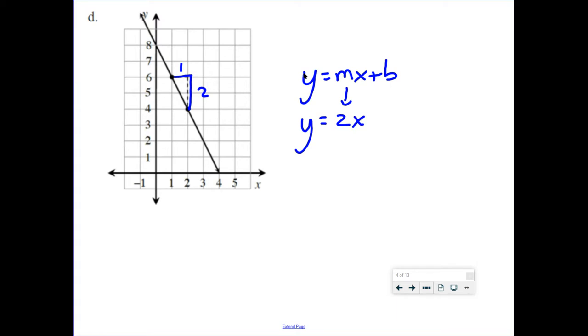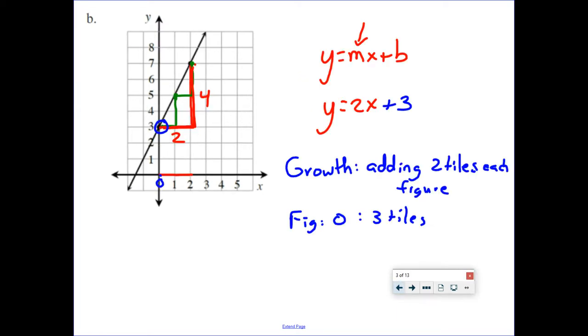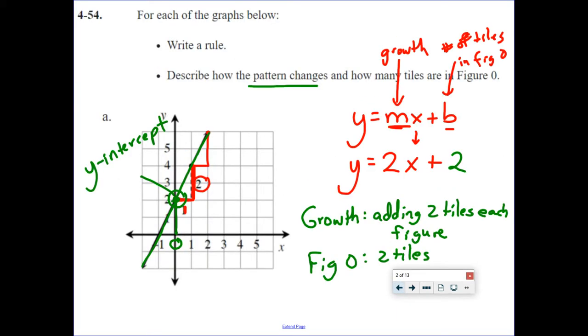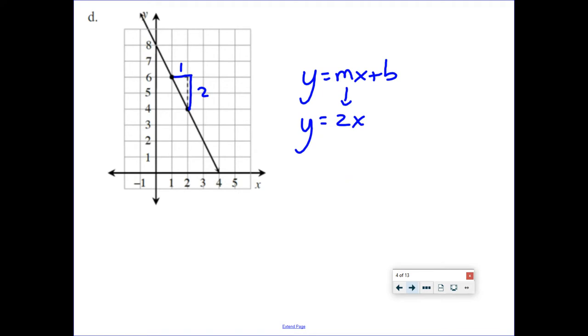Here's the problem. Look at this one. 2x. Now look at this one, going over and up 2, over and up 2. If this were 2x, it would be going over and up 2 and over and up 2, but it's not. It's going down. So how would I show that it's going down? Negative 2. So y = -2x, because it is going down, so growing down 2. Okay, that's a big difference there to pay attention to.